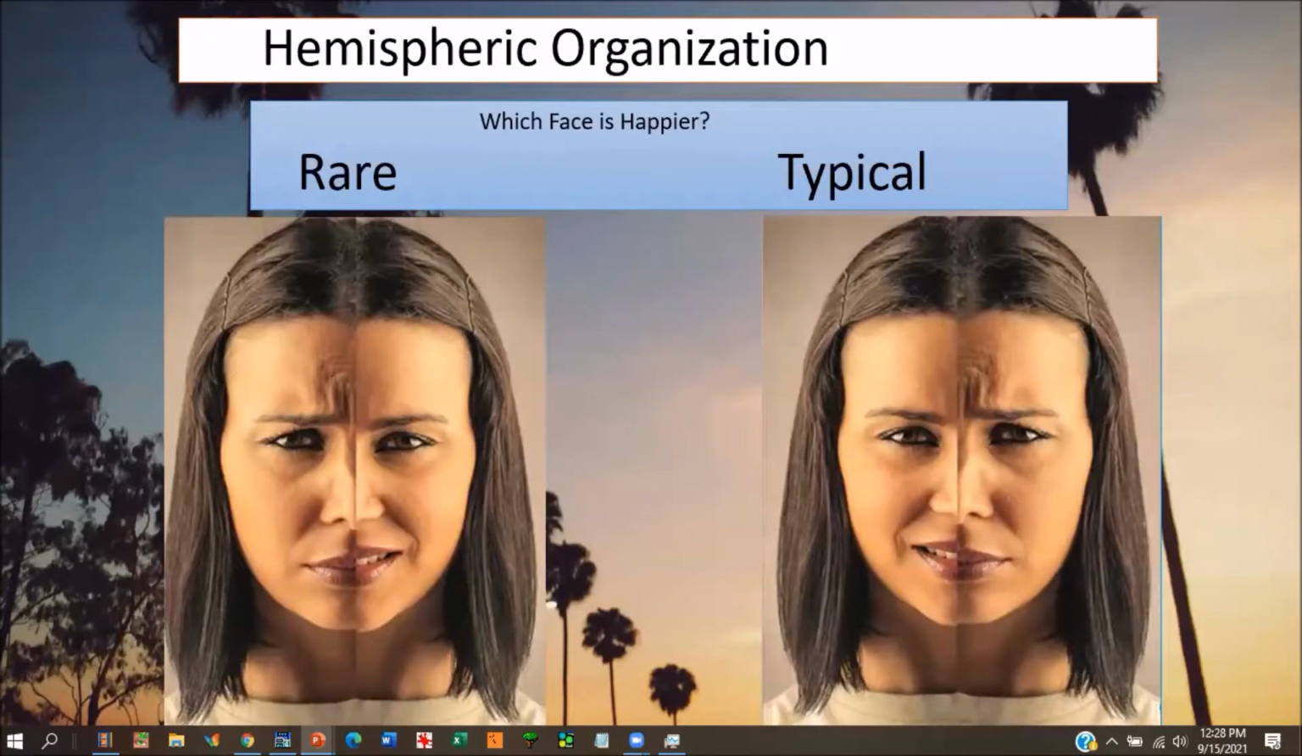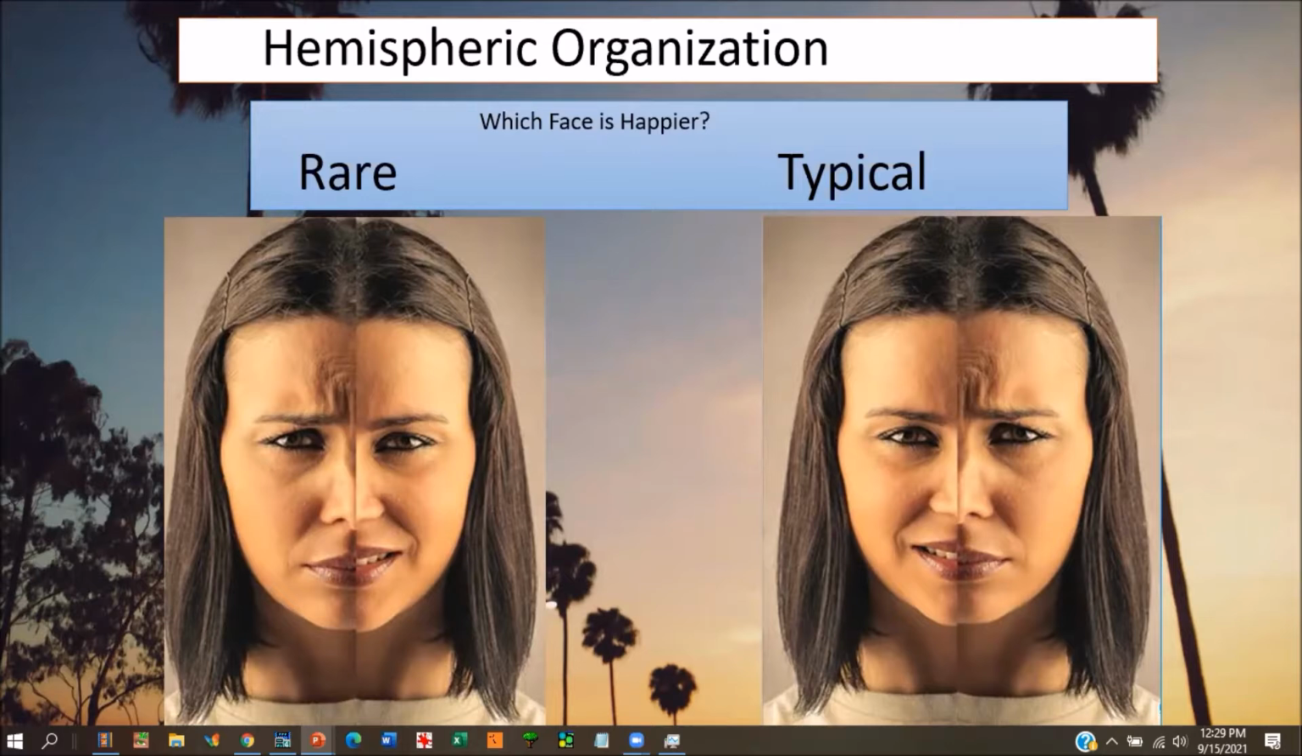Okay, here we can do a very simple task to find out if you're typically organized. Typical organization is when you have your left hemisphere as the dominant hemisphere. In essence, mostly you're speaking out of your left hemisphere. The right hemisphere handles things like face and emotional recognition.